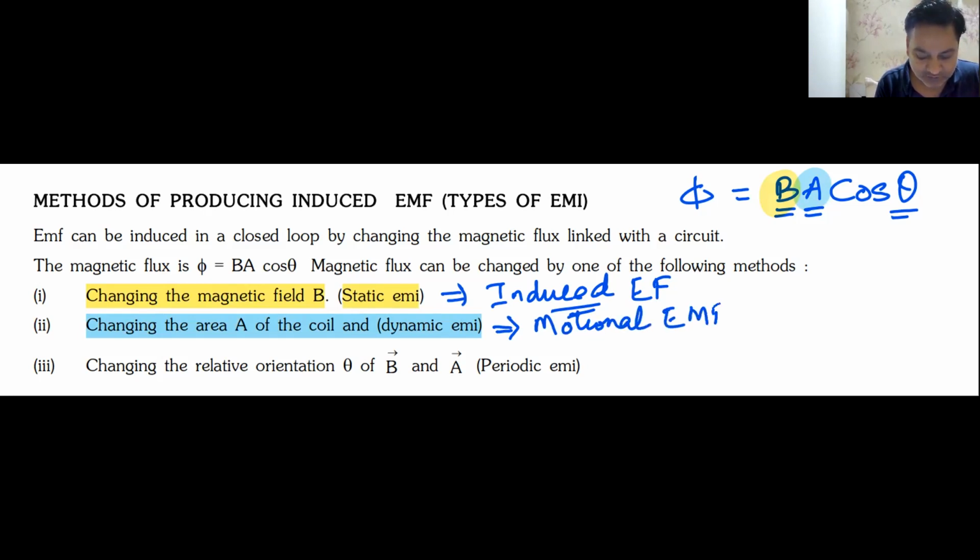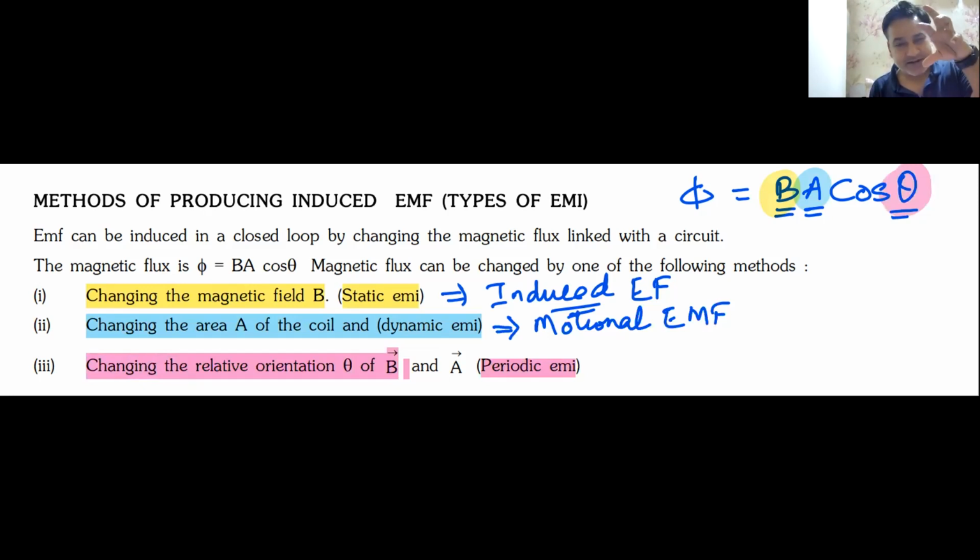Have you heard this concept of motional EMF, beta? Or you can have the third thing, you can have an angle changed, and this is known as periodic EMI. And this is how most of the current that comes at your home is created. You have a fixed magnetic field and the area of the coil does not change. What you do is you keep on rotating that coil, and you have an AC generator which generates your alternating EMF or alternating current, which of course is your next chapter.